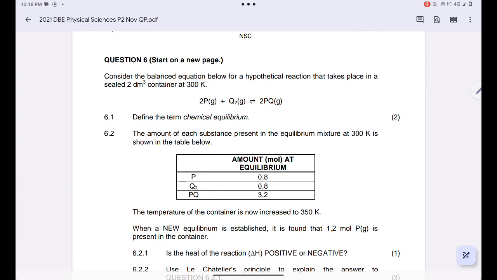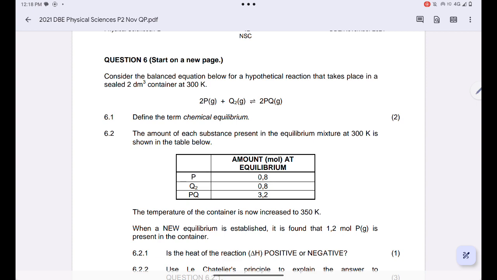Okay, consider the balanced equation below for a hypothetical reaction that takes place in a 2 cubic decimeter container at 300 kelvins. Okay, we do have our balanced equation over there. First question, they want us to define the term chemical equilibrium. Chemical equilibrium, guys, is just a state of a chemical reaction whereby the rate of the forward reaction is equal to the rate of the reverse reaction. And please, guys, do not forget that we can only establish chemical equilibrium in a closed container.